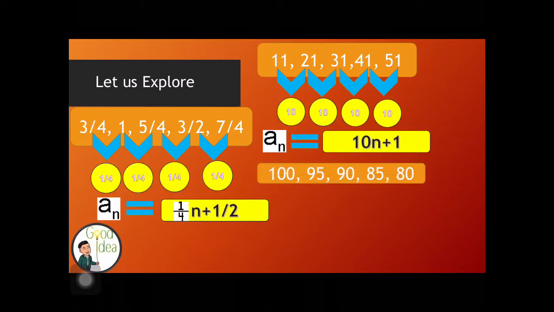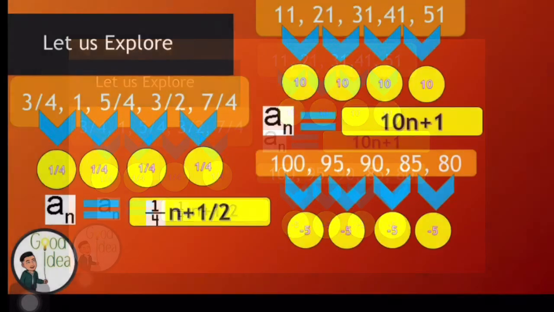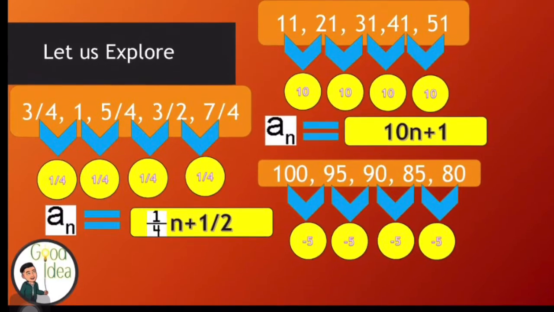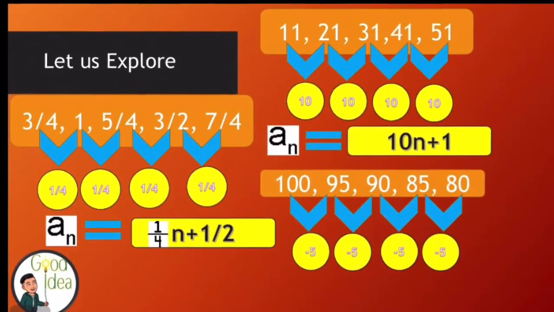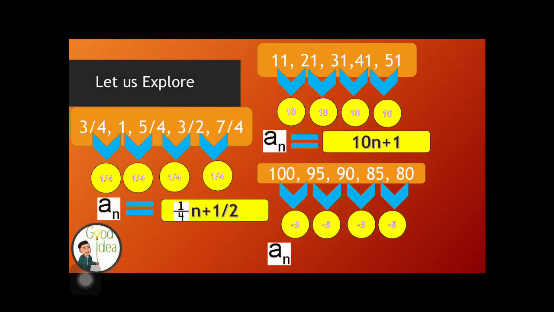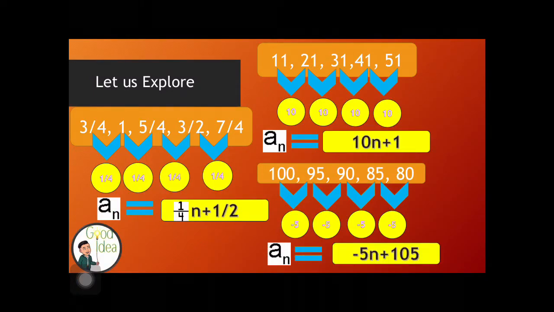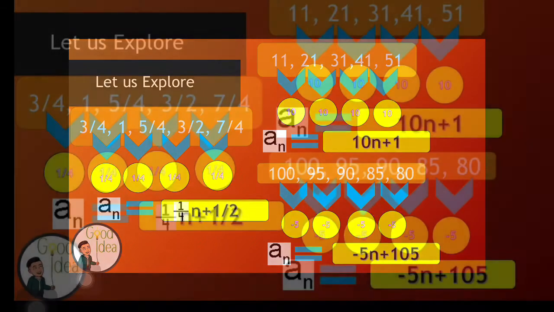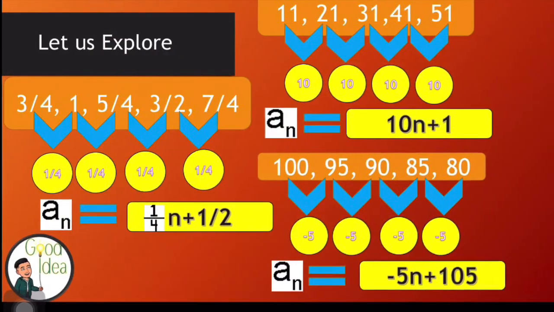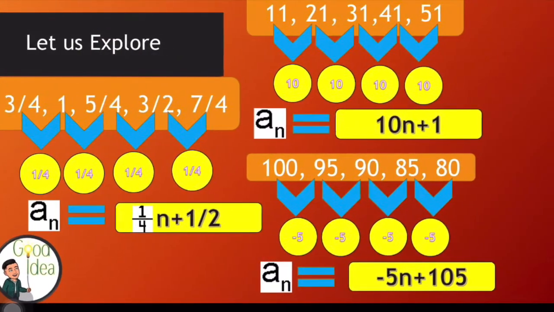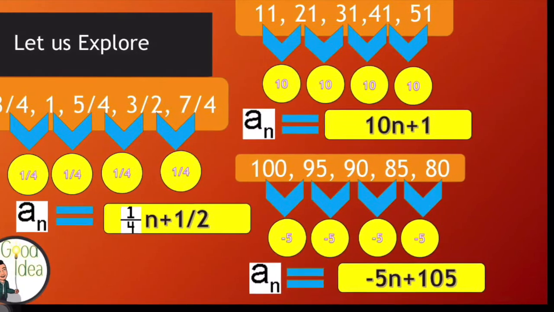Our last sequence is 100, 95, 90, 85, and 80. Now that you understand that this sequence decreases by 5 every time you generate a term, you must have drawn a conclusion that the explicit formula for this sequence is a sub n is equal to negative 5n plus 105. In sequences like this, the first datum you must have is the first common difference.